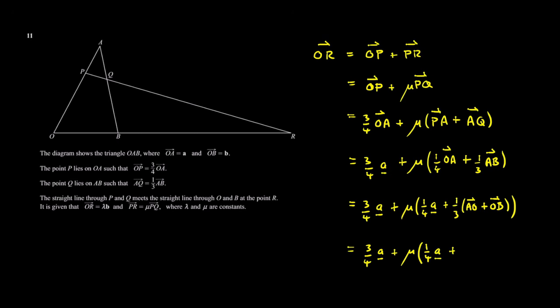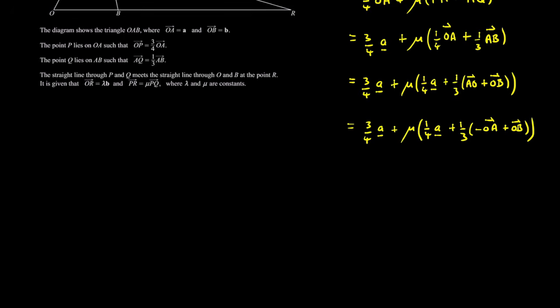And then I've got a third of, well, AO is the same as minus OA, right? Why is it the same as minus OA? Well, because if I go from A to O, it's like I do O to A, just in the opposite direction, right? So AO is equal to negative OA plus OB, okay?